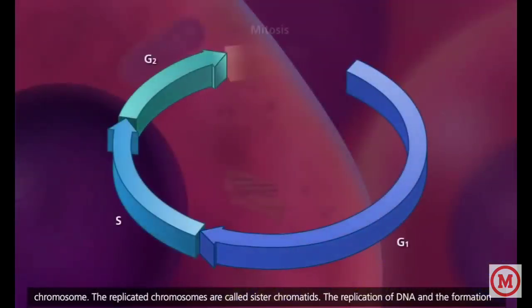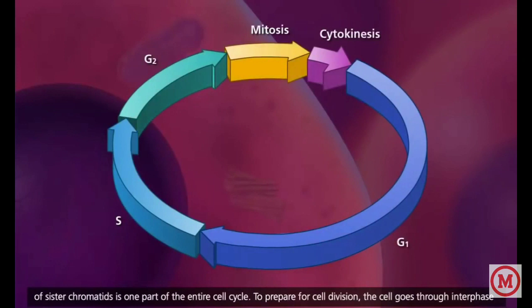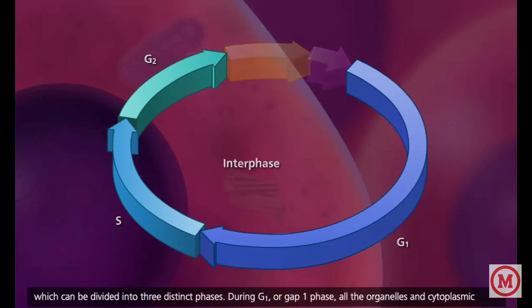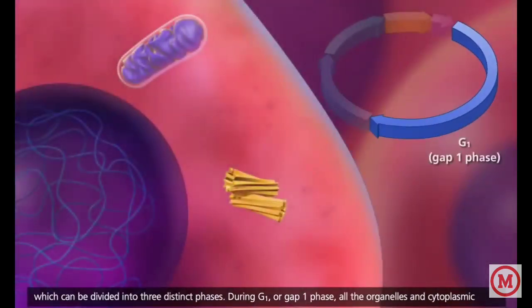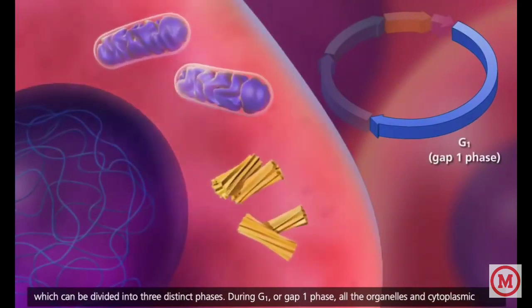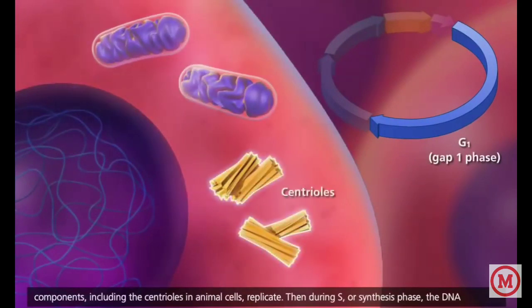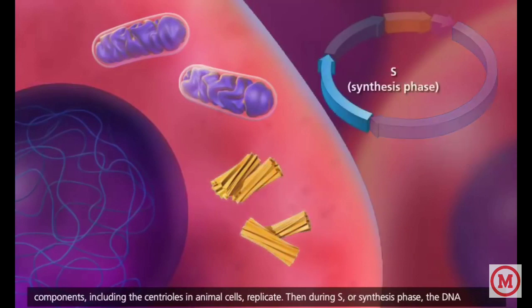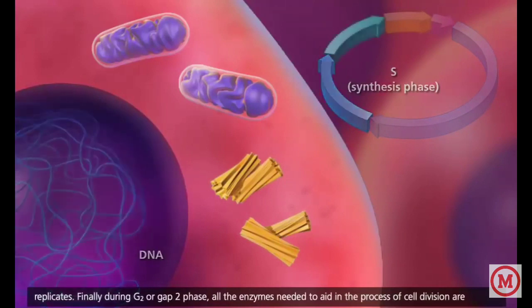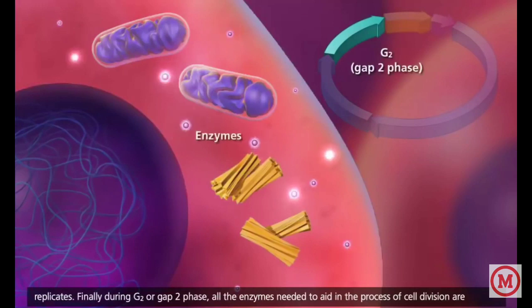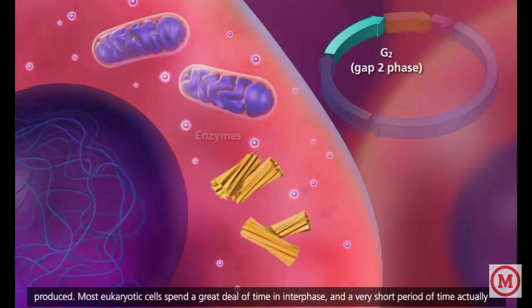The replication of DNA and the formation of sister chromatids is one part of the entire cell cycle. To prepare for cell division, the cell goes through interphase, which can be divided into three distinct phases. During G1 or GAP1 phase, all the organelles and cytoplasmic components, including the centrioles in animal cells, replicate. Then during S or synthesis phase, the DNA replicates. Finally, during G2 or GAP2 phase, all the enzymes needed to aid in the process of cell division are produced.